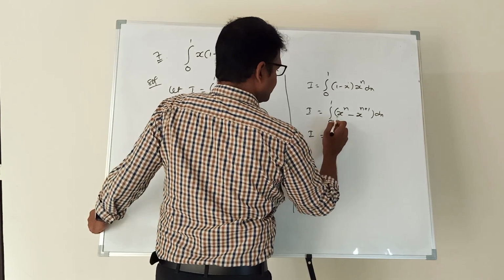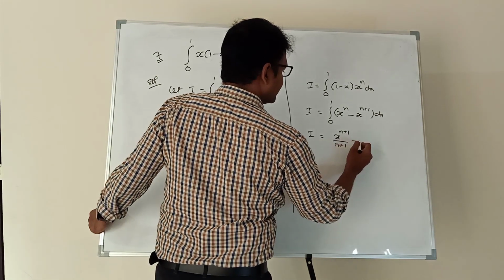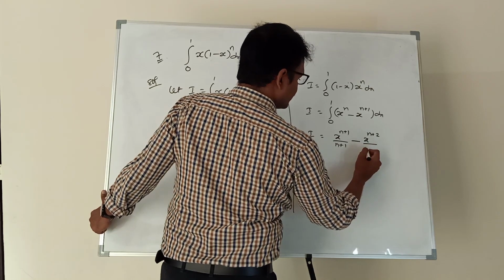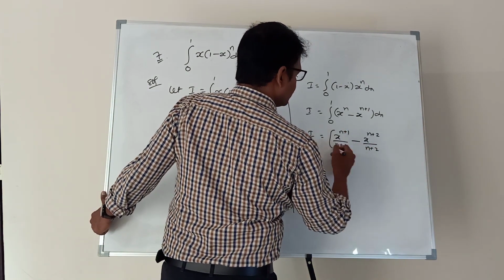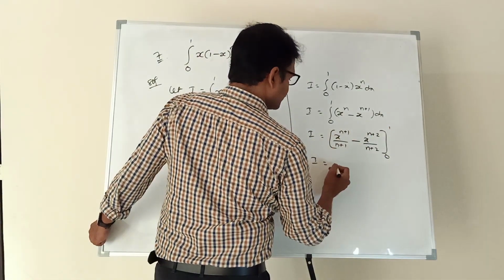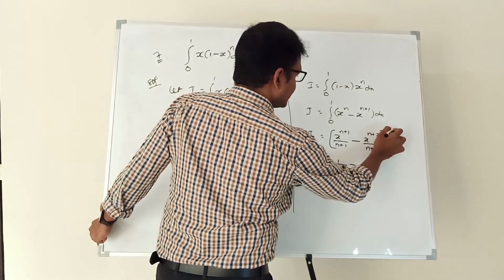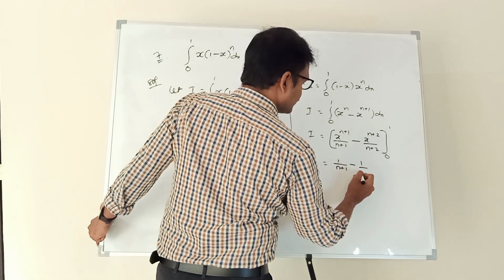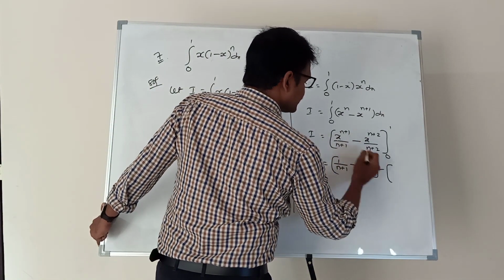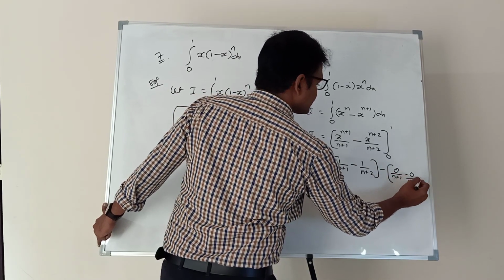So I is equal to integration of x power n, which is x power n plus 1 by n plus 1, minus integration of x power n plus 1, which is x power n plus 1 plus 1, that means x power n plus 2 by n plus 2. Lower limit 0, upper limit 1. So I is equal to, substitute the upper limit: 1 power n plus 1 is 1 by n plus 1, minus 1 power n plus 2 means 1 by n plus 2. This is upper limit minus lower limit: 0 by n plus 1 minus 0 by n plus 2.